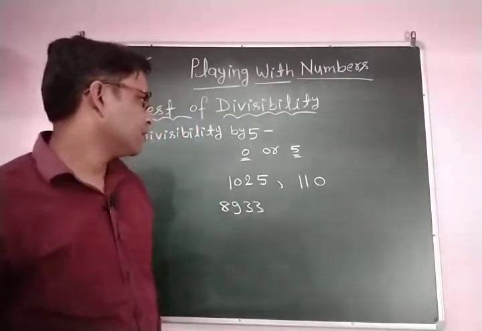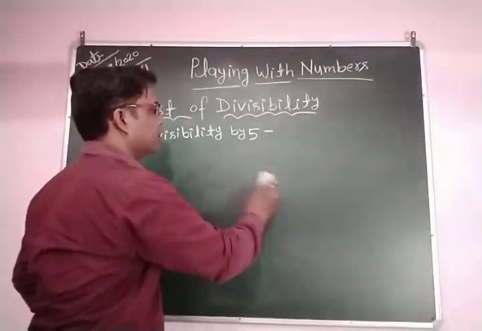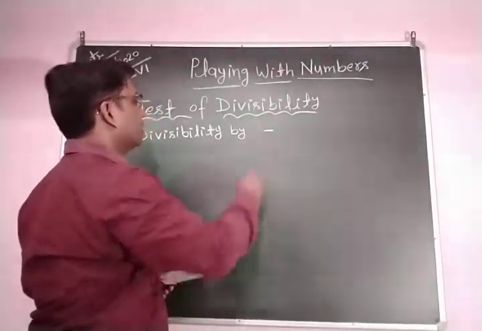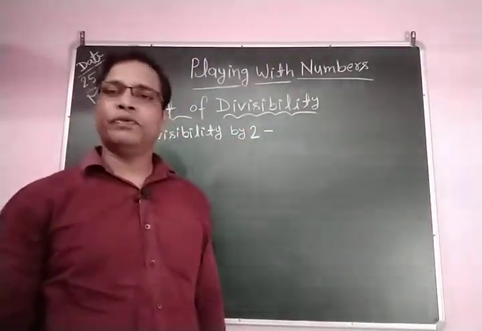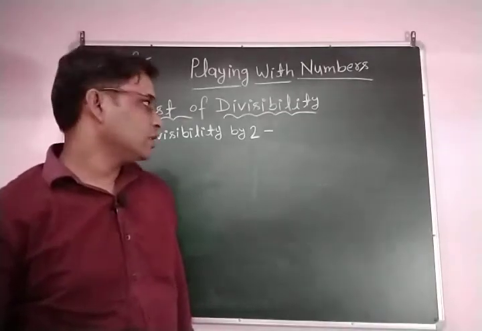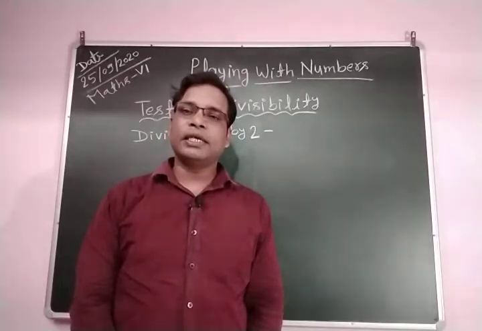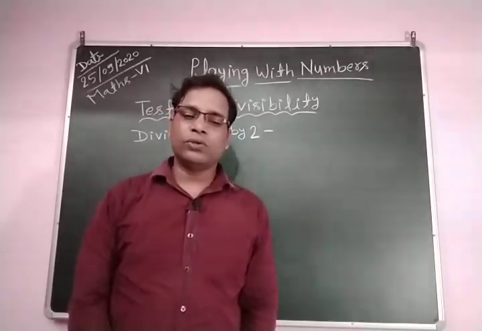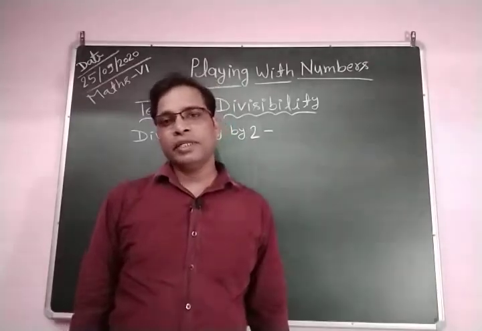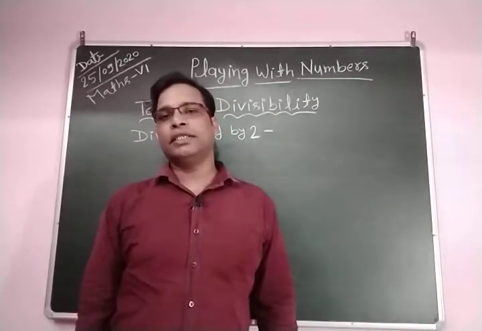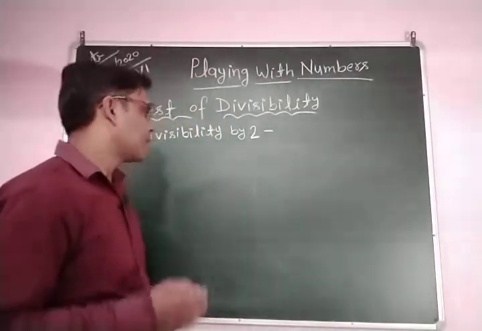So you write the divisibility by 2. Which numbers are divisible by 2 or not? How do we know? According to the divisibility test of 2, a number is divisible by 2 if its last digit is divisible by 2. Any number is divisible by 2 if its last digit is divisible by 2. So let's see some examples.